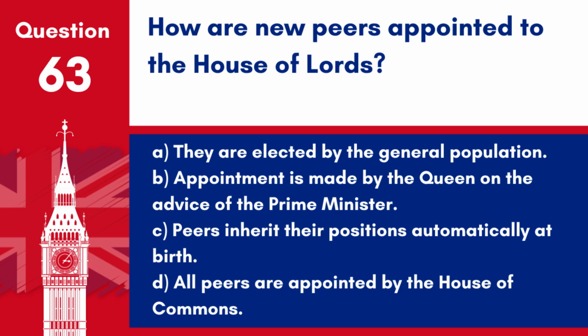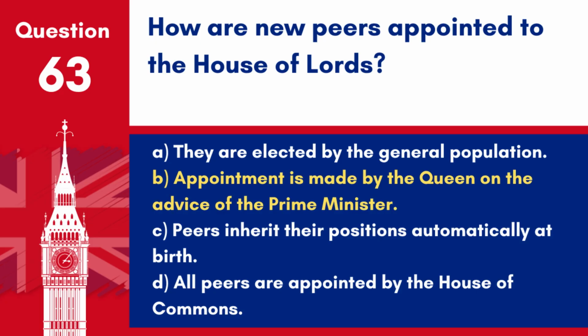How are new peers appointed to the House of Lords? A. They are elected by the general population. B. Appointment is made by the Queen on the advice of the Prime Minister. C. Peers inherit their positions automatically at birth. D. All peers are appointed by the House of Commons.